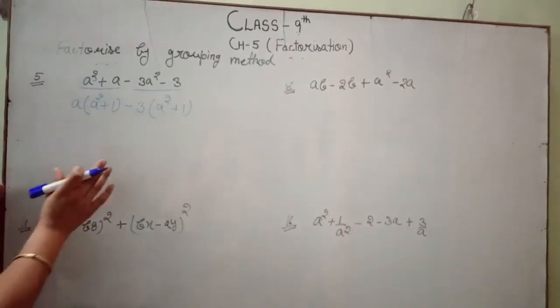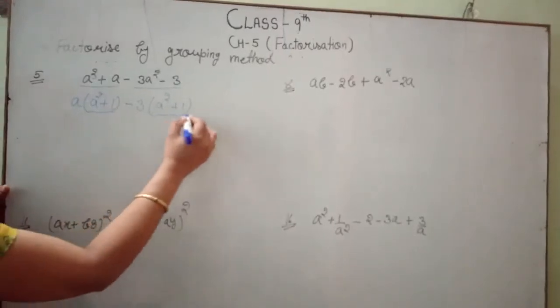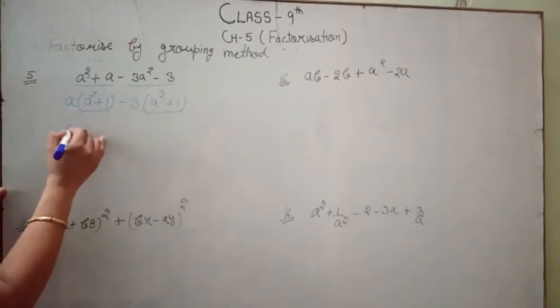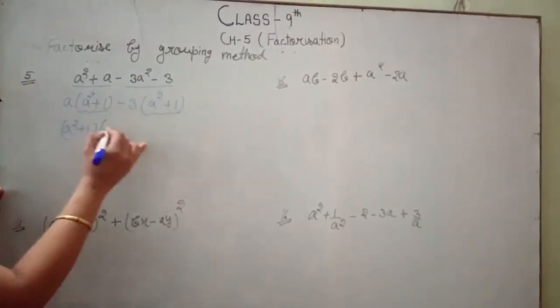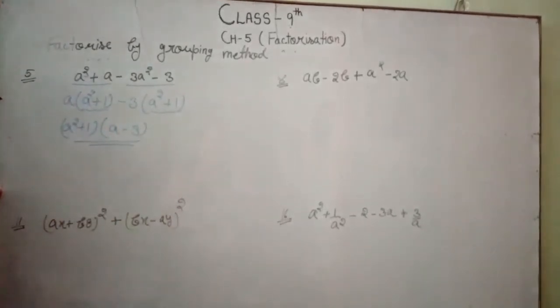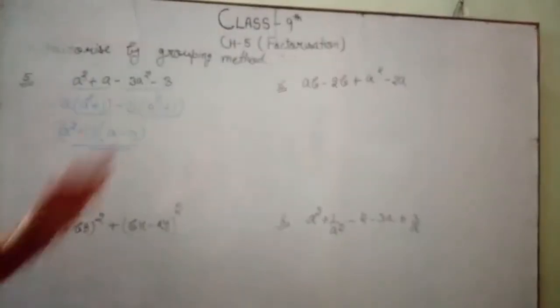Clear? Again, first we make groups. After that, a square plus 1 is common. Then we take a square plus 1 common. Then there is only a and minus 3. These are the factors of this expression. Clear? Again question number 8.